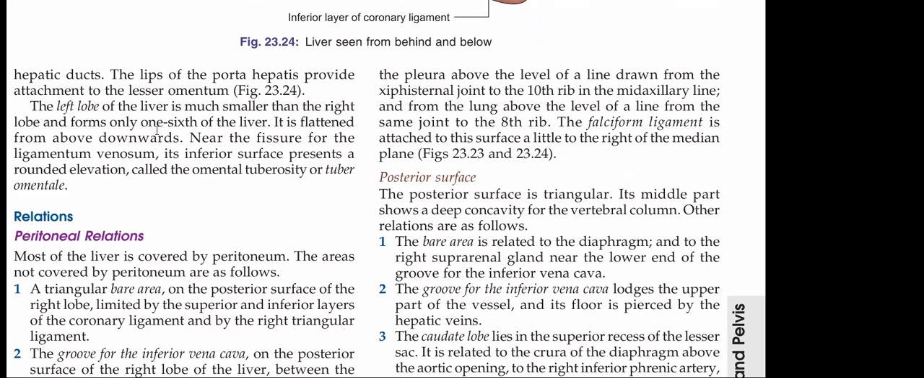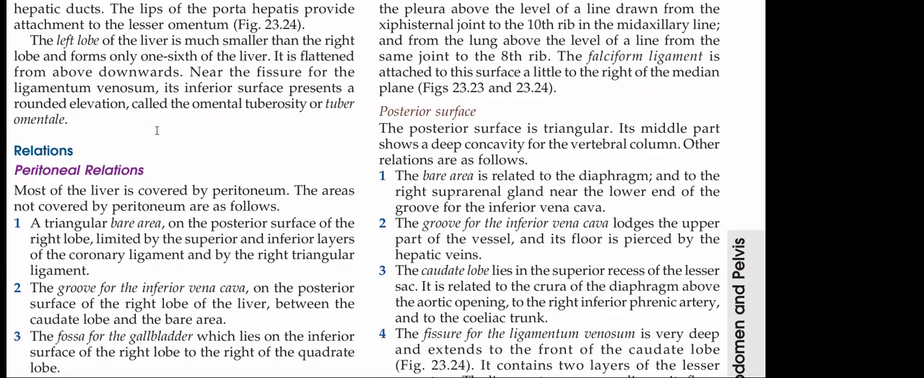The left lobe of the liver is much smaller than the right lobe and forms only 1/6 of the liver. It is flattened from above downwards near the fissure for the ligamentum venosum. Its inferior surface presents a rounded elevation called the omental tuberosity or tuber omentale.